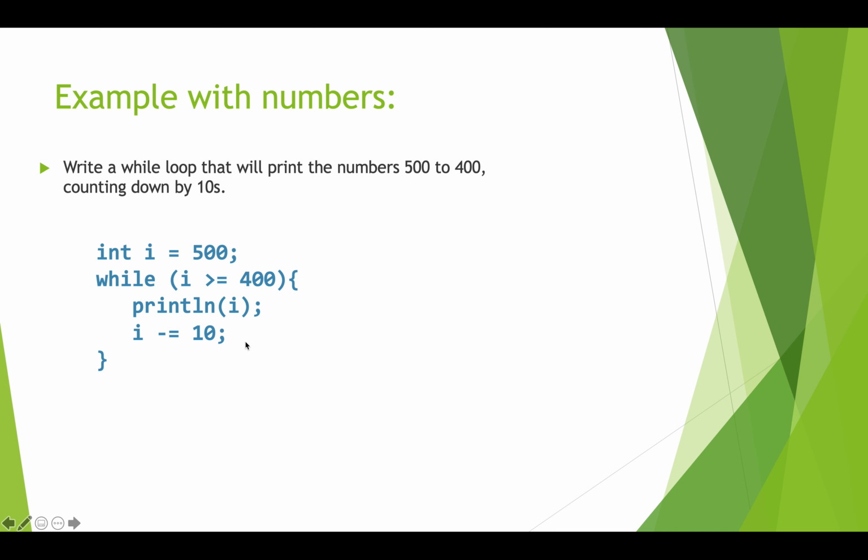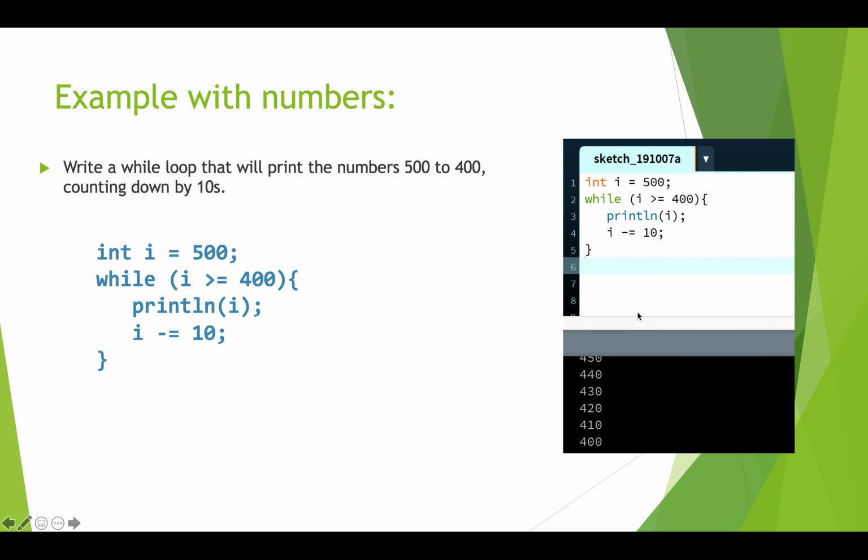And then we have the upkeep code. And this is changing i so that at some point this condition evaluates to false. And this is what this looks like. It prints out the numbers until we get down to 400 and then it stops.